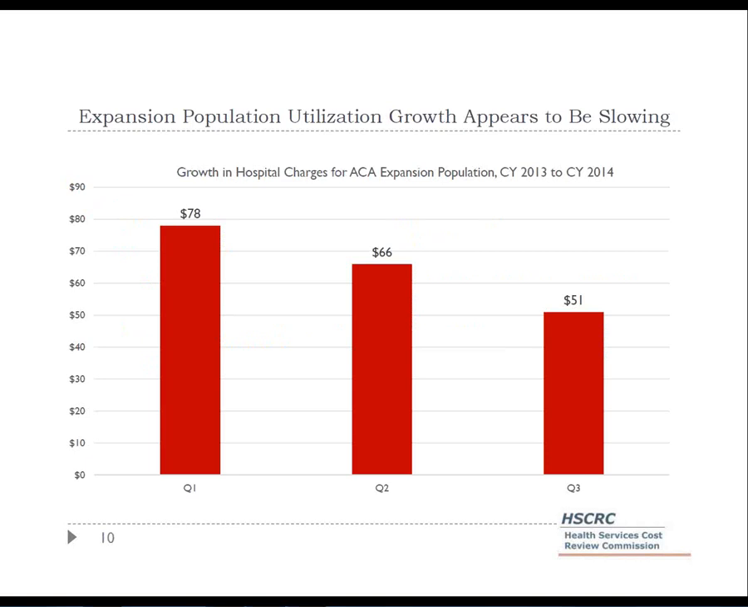One other thing, this next chart, imperfect, tries to look at the growth in hospital charges by the expansion population by quarter. So it's comparing 2013 to 2014, and you can see the growth has slowed by quarter. We saw substantial growth in quarter one, and it's still substantial growth each quarter, but it's slowed down a little bit. So it seems to support the idea that there is some pent-up demand. People first come in and really use a lot of services, and it may be slowing a little bit as time goes on.